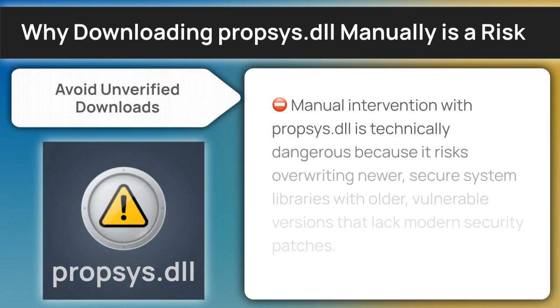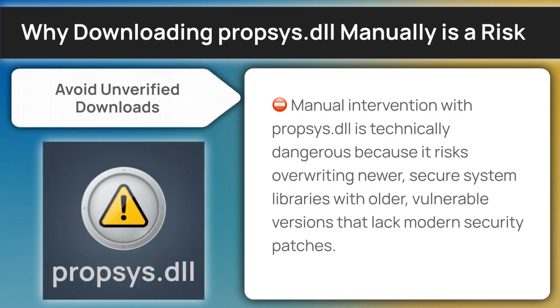Before you proceed, let's touch on the essential safety standards for handling shared library files. Be aware that manual fixes for Property System Library DLL often create more problems than they solve. Incorrect file versions can cause cascading crashes across other applications, making your PC significantly less stable than before.